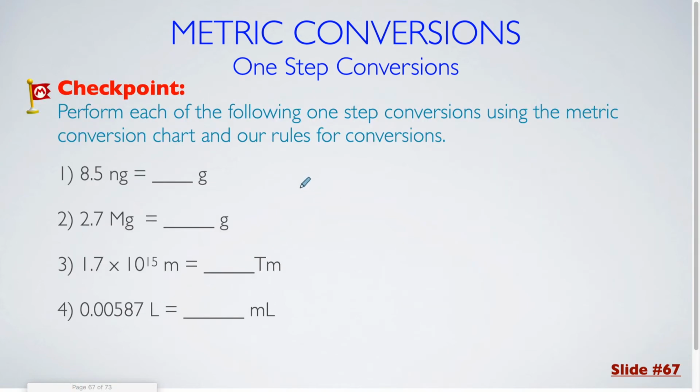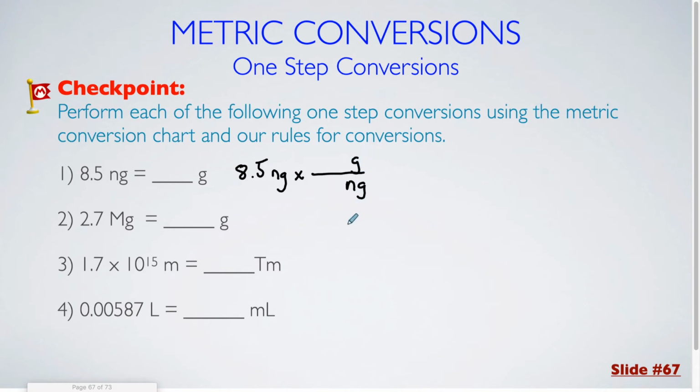Now we're going to be going through checkpoint examples for our one-step conversions. Again, it is very important that you write out all of these examples. All right, in our first example, we have 8.5. We're starting with nanograms, and we are trying to get to grams. Whatever unit you start with always goes down to the bottom. So we have nanograms on the bottom.